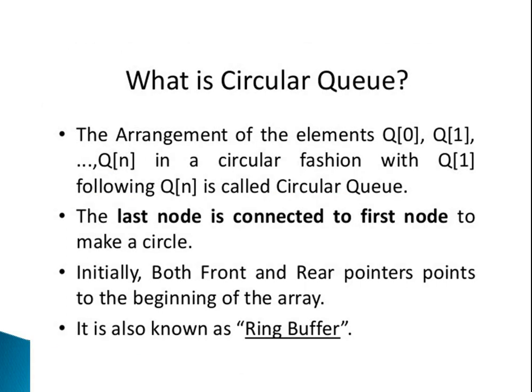So what is a circular queue? First we will see the arrangement of the elements Q0, Q1 up to Qn in a circular fashion, with Q1 following the Qn, which is called a circular queue. So the last element will always follow the first element. This is the main concept behind the circular queue. So the last node is connected to the first node to make a circle.